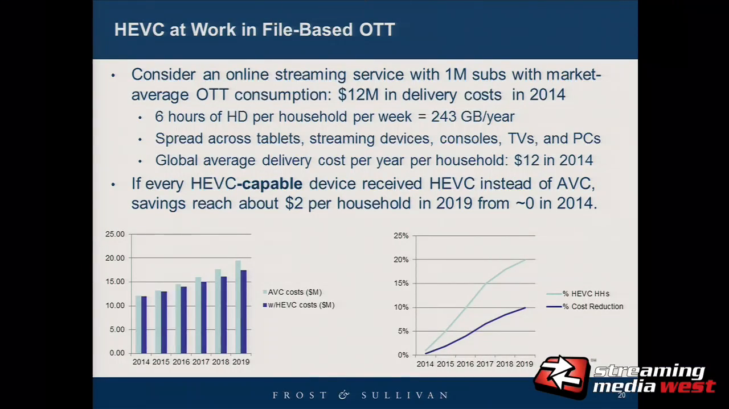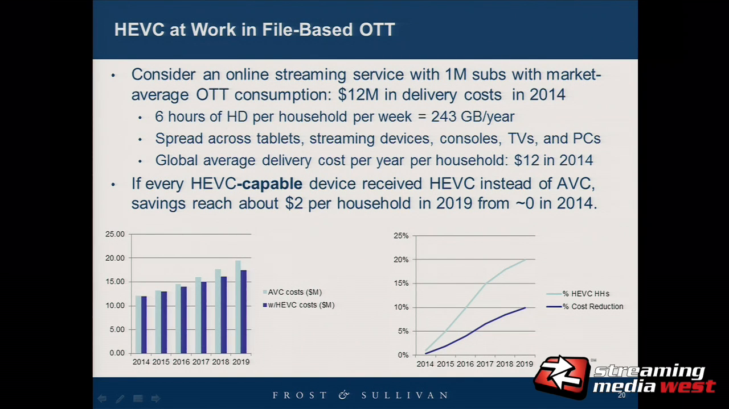If you look at the light blue line, I don't know how visible it is, that's the percentage of households that are being served with HEVC. It goes from 0 to 20%. There's no way that you can disconnect the AVC workflow if you want to reach your target audience. So you'll have to bite the bullet of having parallel workflows, but at least you can save on transmission costs. My point, though, is you're not saving a spectacular amount of money on transmission costs.